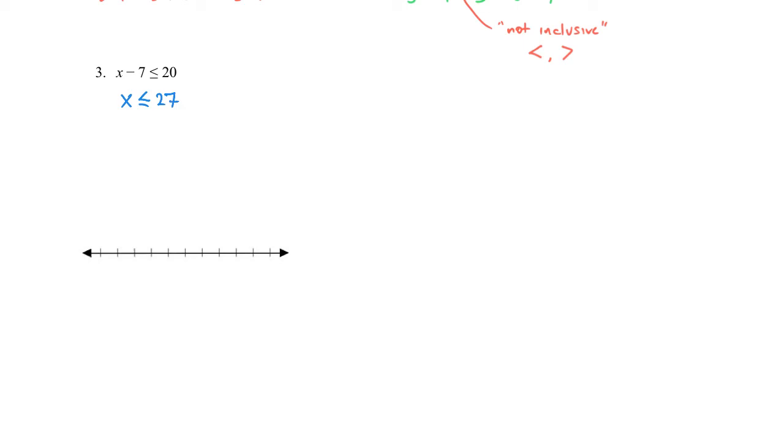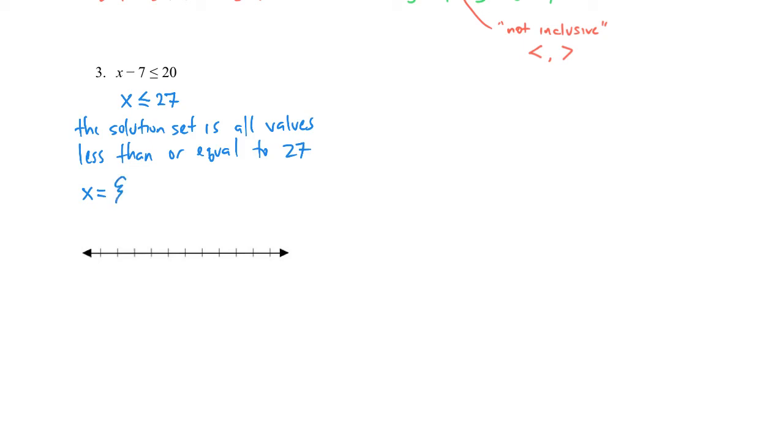Okay, so how do I write that out? The solution set is all values less than or equal to 27. How do I write that as a set? Just like I showed you, x equals the set of all x's such that x is less than or equal to 27. So that's going to be 27, 26, 25, so on and so forth.